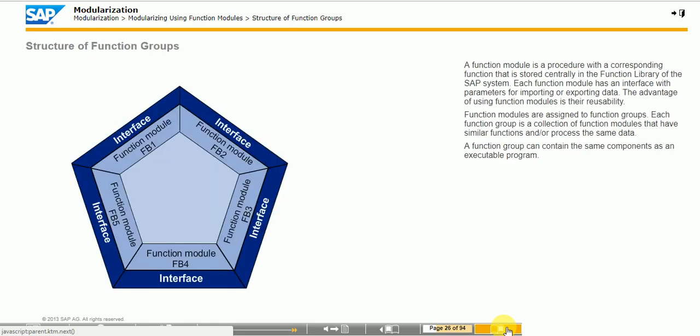Components of a function group. Data objects: data objects are global in relation to the function group. That is, they are visible to and can be changed by all function modules within the group. Subroutines: subroutines can be called from all function modules in the group. Screens: screens can be called from all function modules in the group.